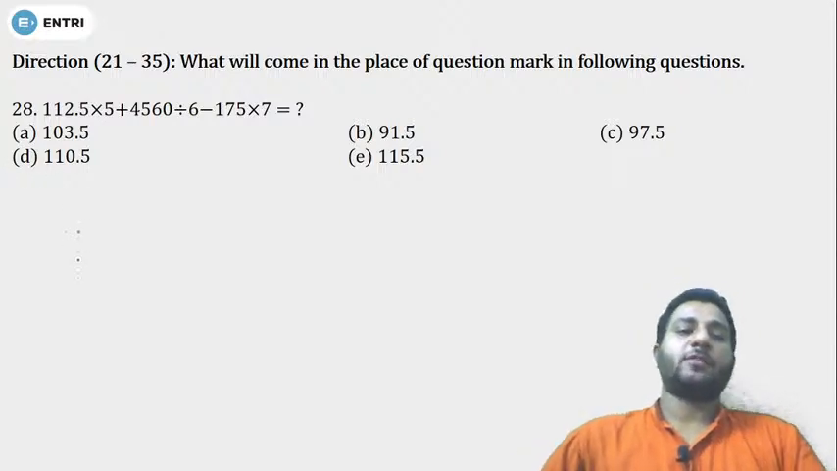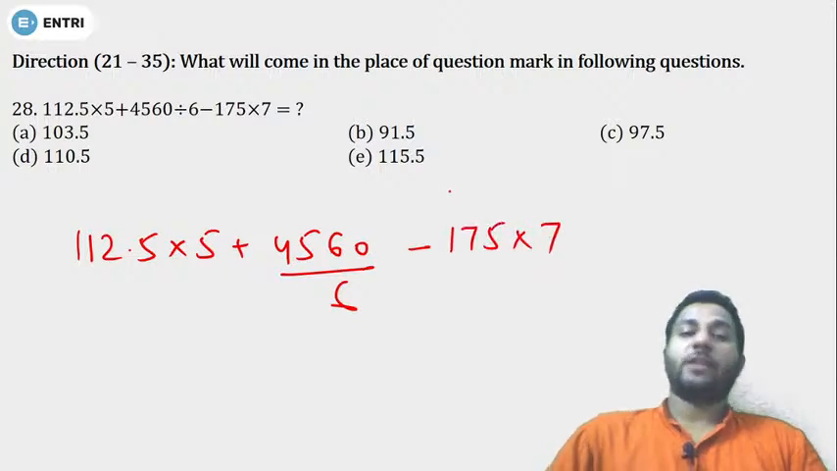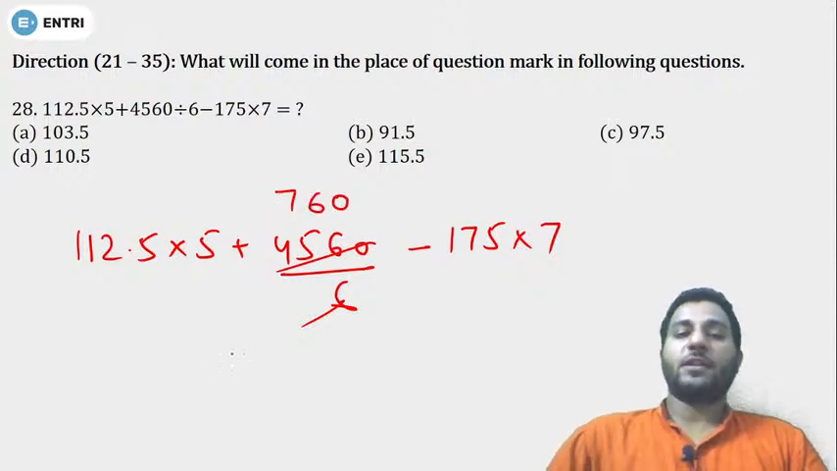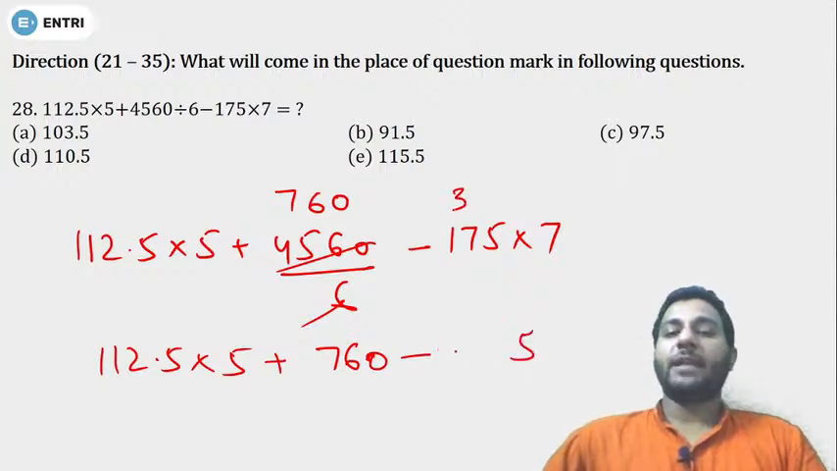Okay, look at this. 112.5 into 5 plus 4560 divided by 6 minus 175 into 7. Look at this. The question is lengthy. 6 7s are 42. Okay, 6 6s are 30. So 760. 112.5 multiplies by 5 plus 760 subtracted with 7 5s are 35. And 119, 119 3 1.